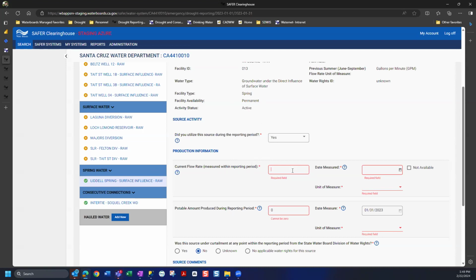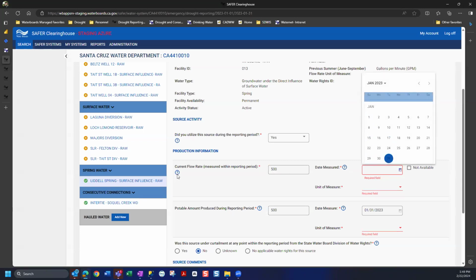So if that's the case, then you may wish to get more of an average or get more of an instantaneous flow rate, so you can get that higher amount and see how long you can sustain that. So current flow rate, just a snapshot. We have a date measured here, and we have a units of measure in gallons per minute, gallons per day, or cubic feet per second. We have potable amount produced during reporting period. So now we're going to put a number. We have our flow rate here. We have a date measured.